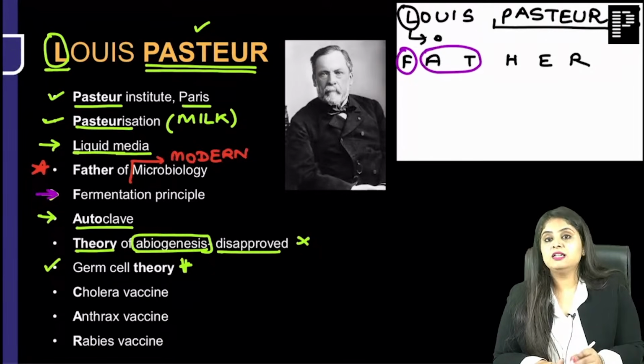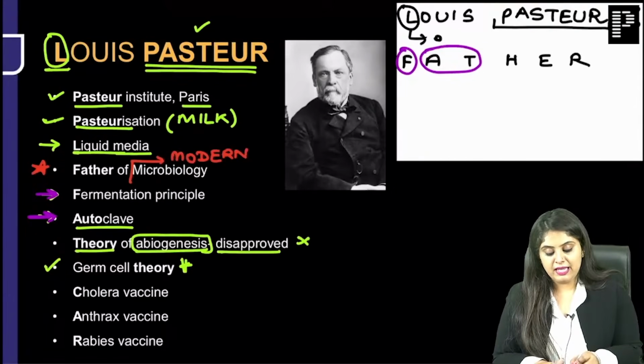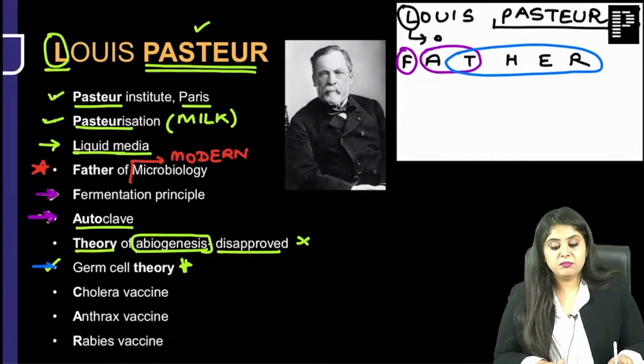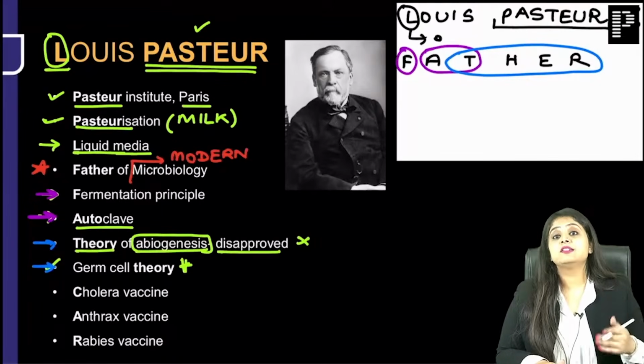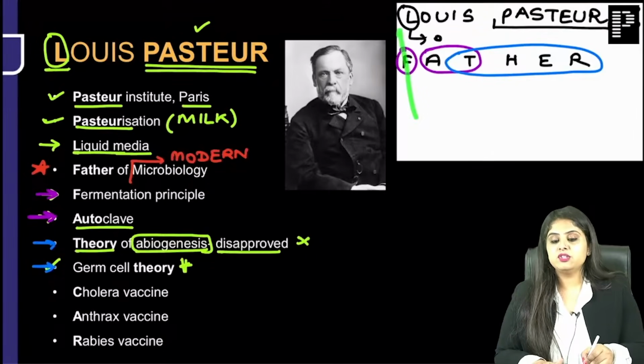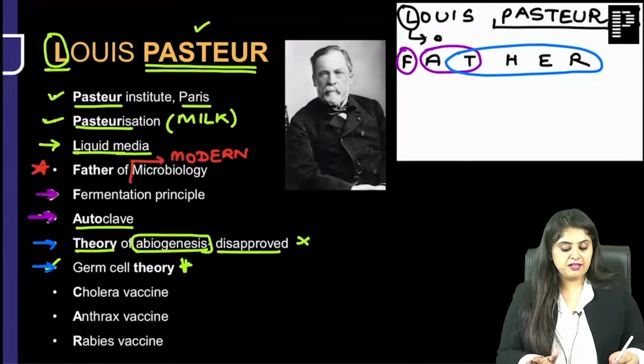Which machine did he give you? He gave you that pressure cooker, the autoclave. And what else did he give you? He gave theories, the germ cell theory. And which theory did he say doesn't exist? The abiogenesis theory. Now will you remember from father? Fermentation principle, autoclave and theories. Will you remember? What is left?